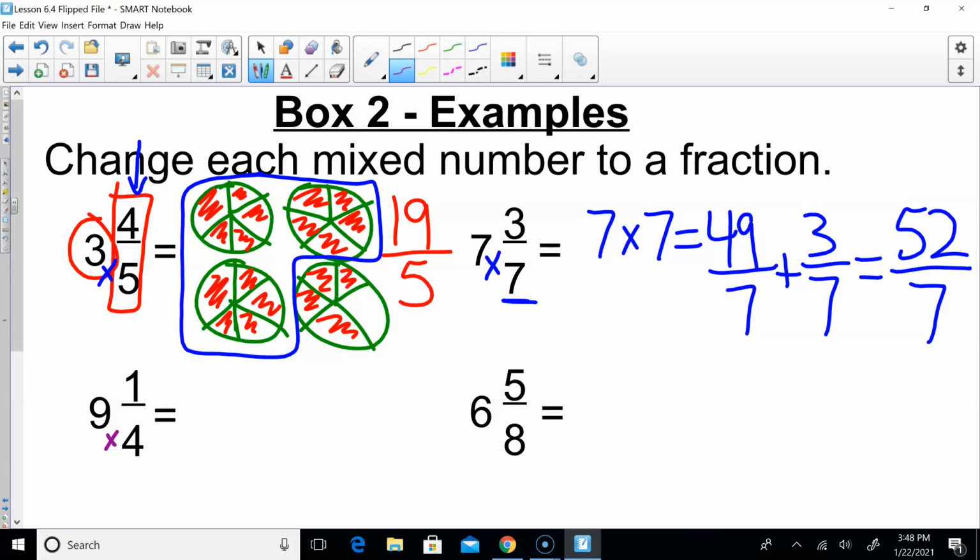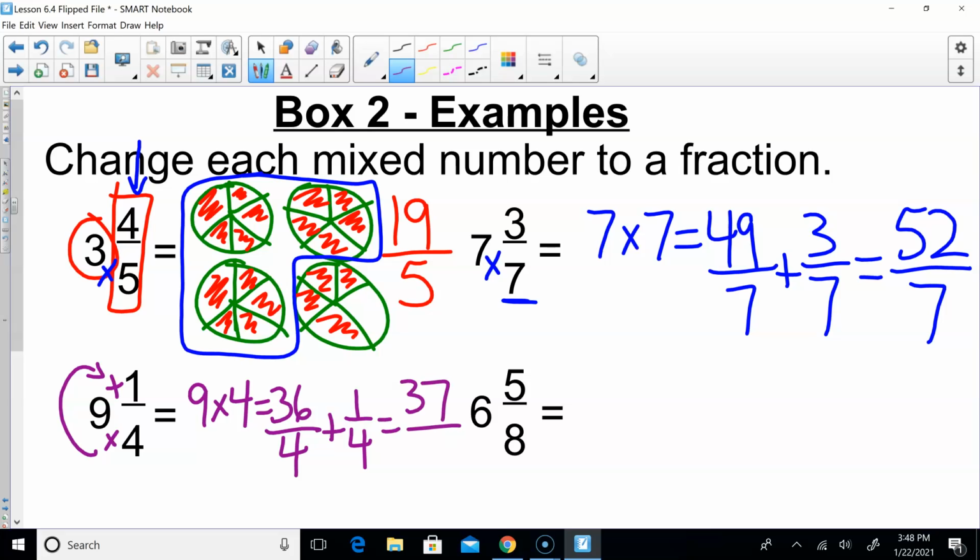And then, after I do that, I can draw a little arrow, and I'm going to add in my last part, plus 1. So 9 times 4 would be 36. So 36/4 is what I have from my wholes, plus the 1/4 that I have left, kind of like a remainder. As I talked about, sometimes a remainder can be in fractions, which would give me 37/4.